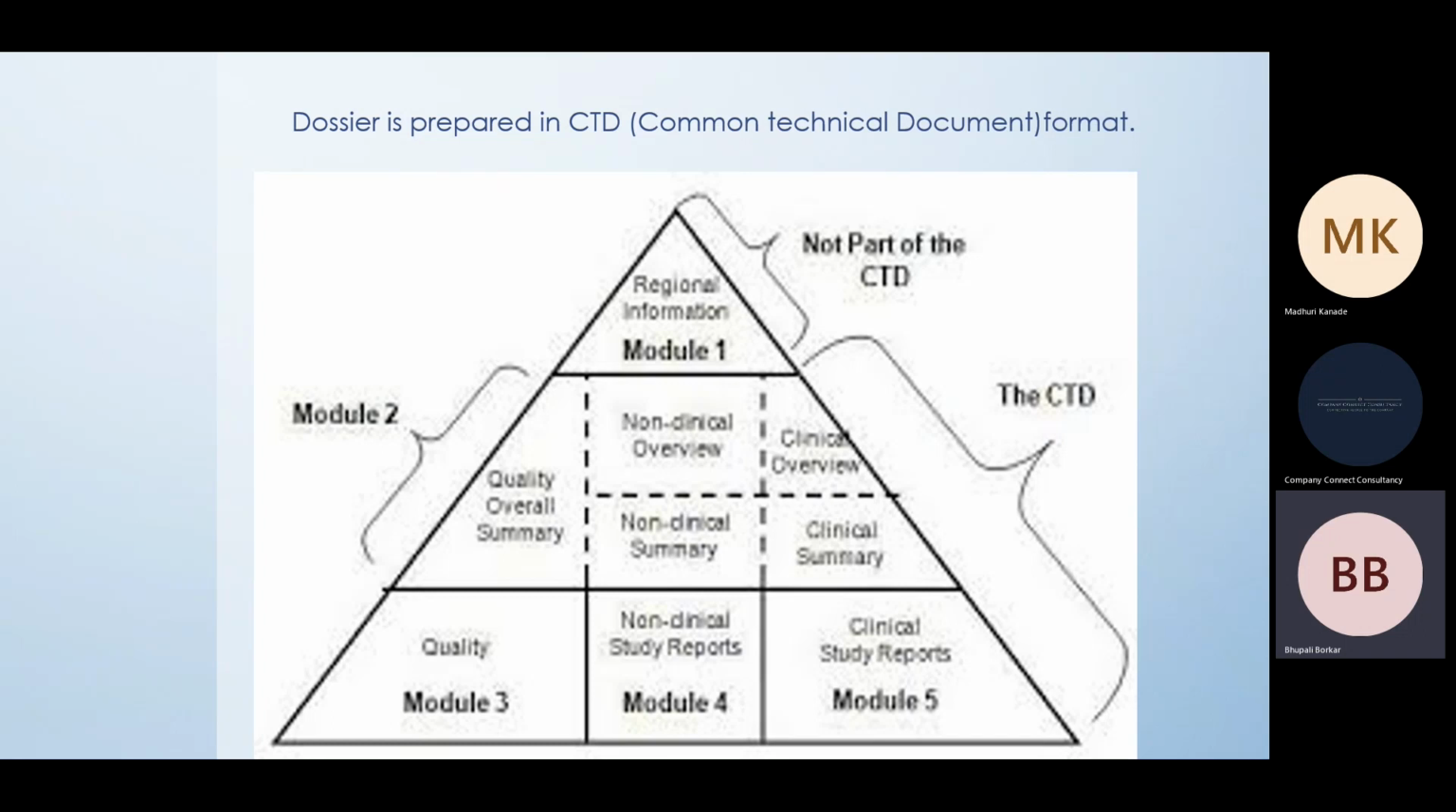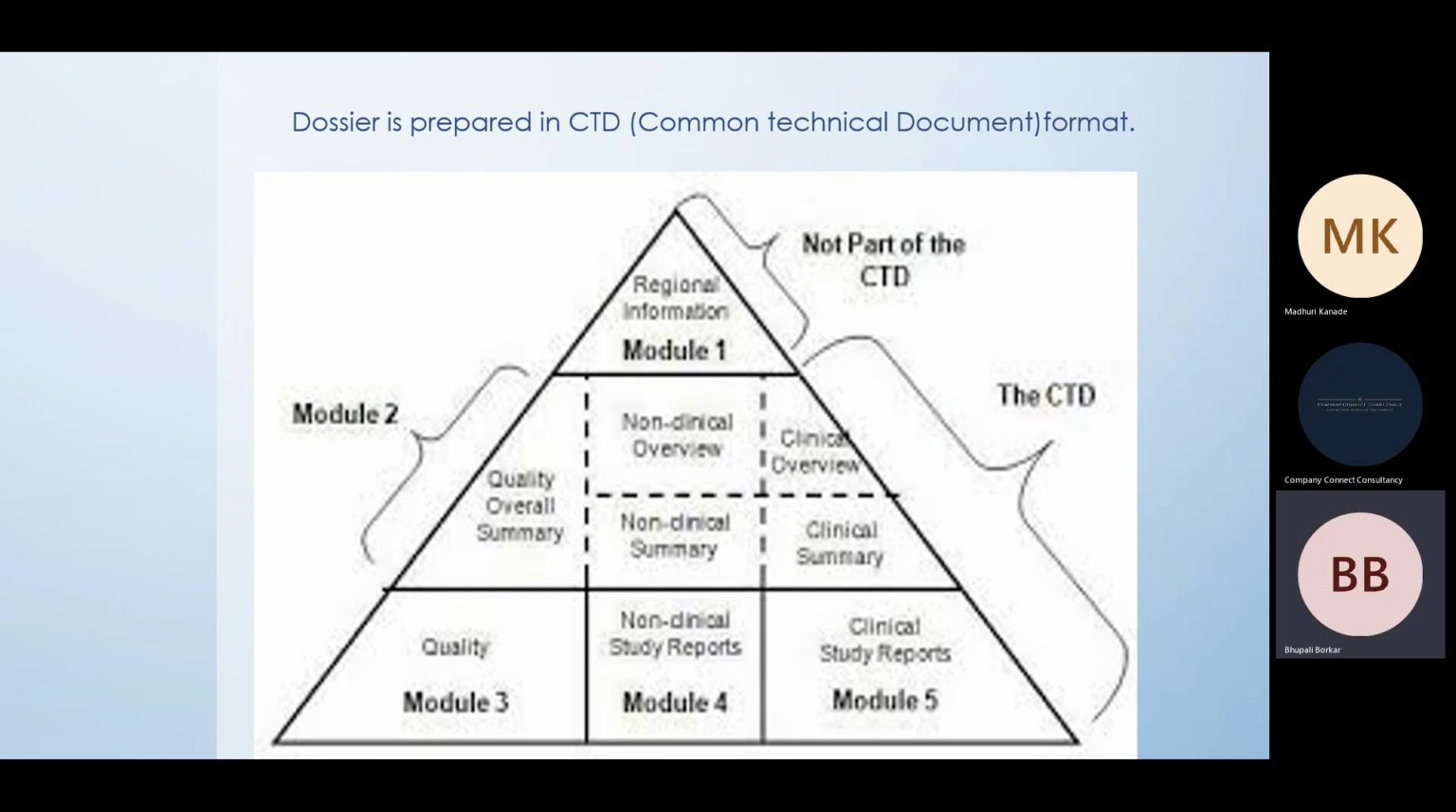Now, a pharmaceutical industry which is manufacturing generics is mostly concerned with module 3. And if you are going to manufacture a completely new entity, then you will require module 2, module 4, module 5, including module 1 and module 3 as well. Because since it is a new formulation, everything is new, you have to get all the documents through.